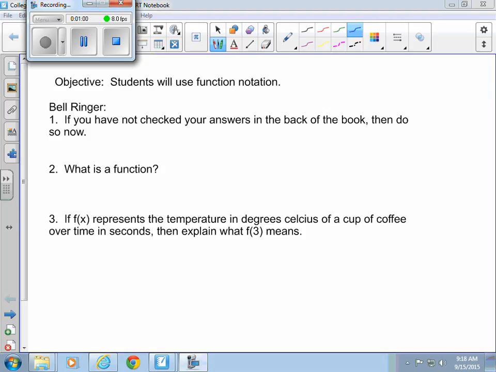If f of x, so we have a function that represents the temperature in degrees Celsius of a cup of coffee over time in seconds. Does anyone, I'll give you the real definition in a second, does anyone know what f of 3 means?